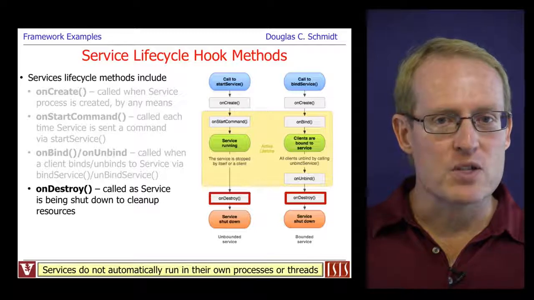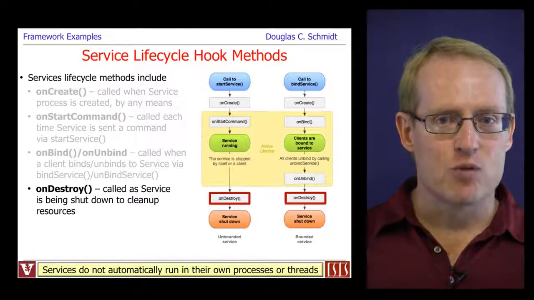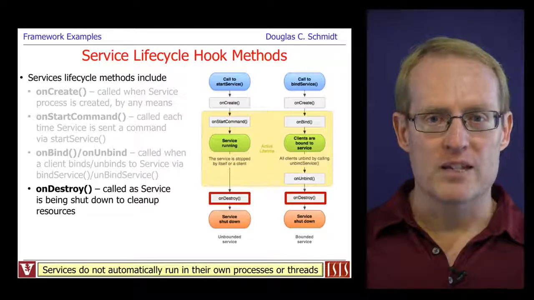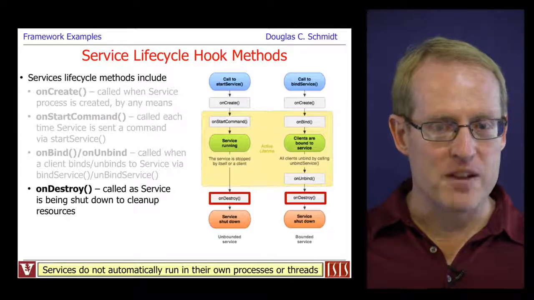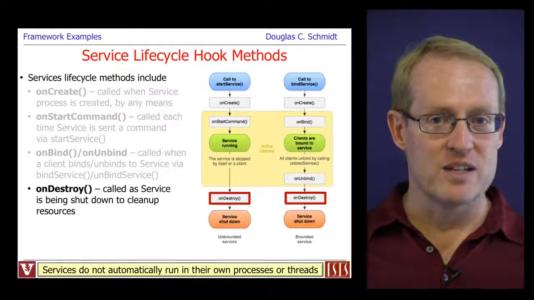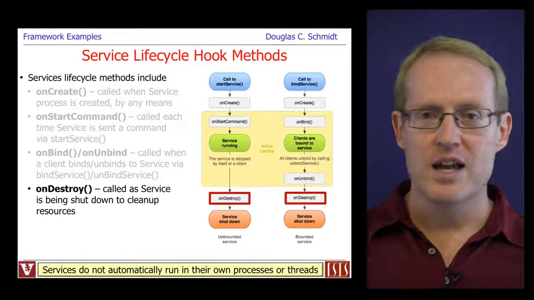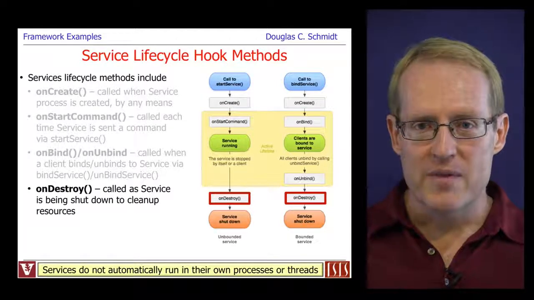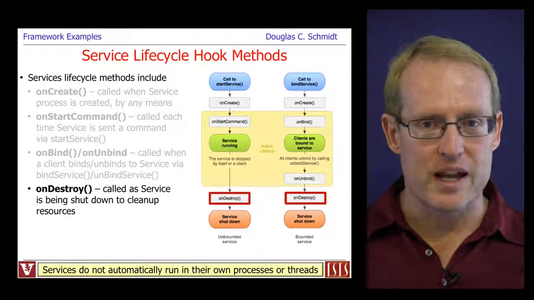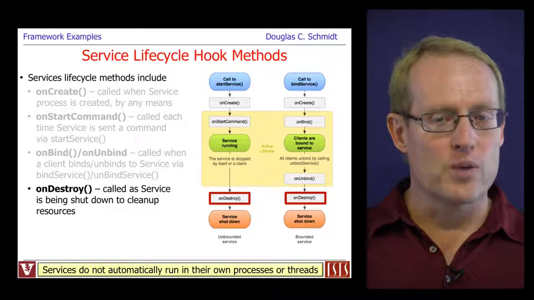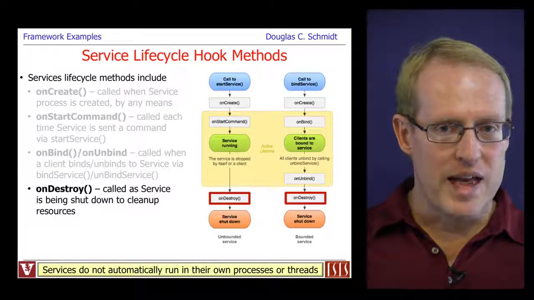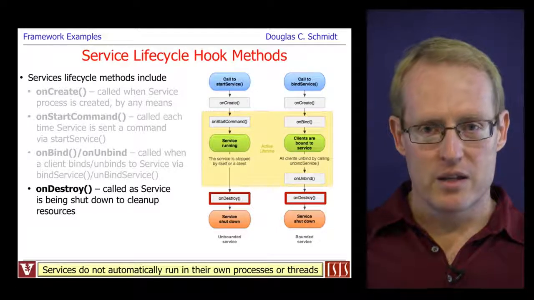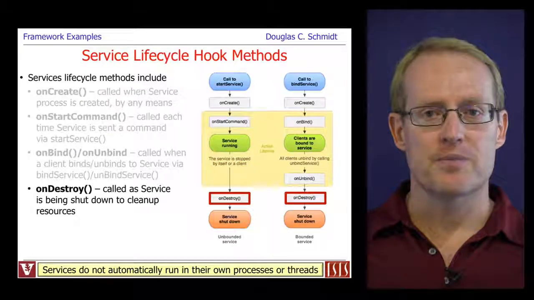Note that services don't automatically run in separate processes or threads. If you want it to run in a separate process, you can do some steps in the manifest file that we'll look at in a second to designate that a service runs in a separate process. If you want it to run in a separate thread, then you'll have to use some of the concurrency mechanisms available in Android, or use something called the intent service, which uses a command processor-like model to run the requests that come in separate threads.